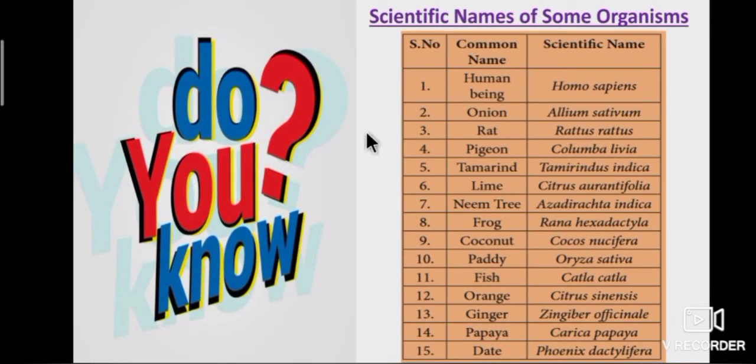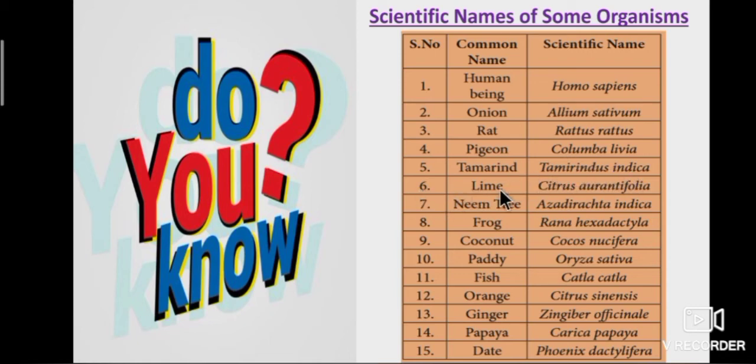Students, shall we see scientific names of some organisms? Common name is human being. Scientific name is Homo sapiens. Second one, onion. Scientific name is Allium sativum. Third one, rat. Scientific name is Rattus rattus. Fourth one, pigeon. Scientific name is Columba livia. Fifth one, tamarind. Scientific name is Tamarindus indica.